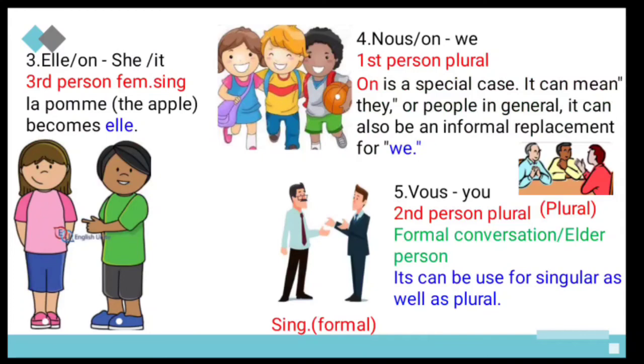And the fifth one is vous, you. That is the second person plural subject. It can be used for formal conversation or an elder person. So it can be used for the singular as well as the plural. Singular means you have to use it in formal conversation, like in Tamil neenga, vanga, ponga. If it is plural, it can be used for more people, like 3 people are there.